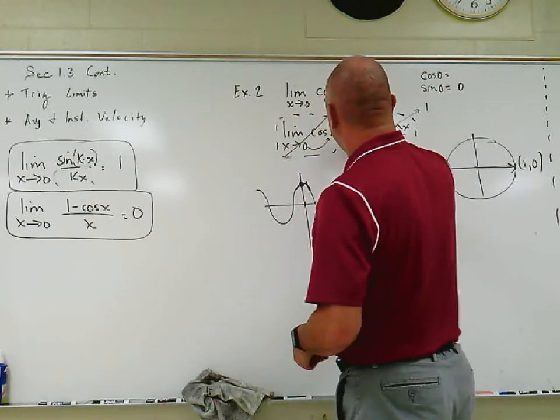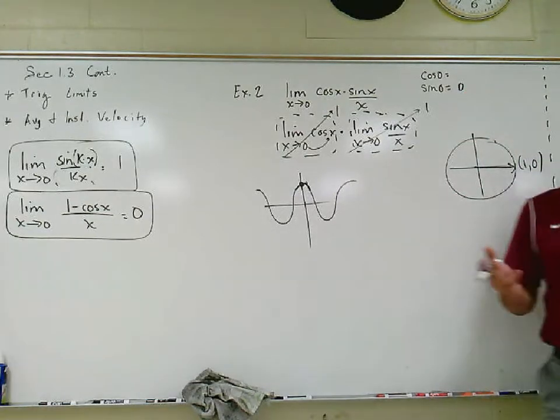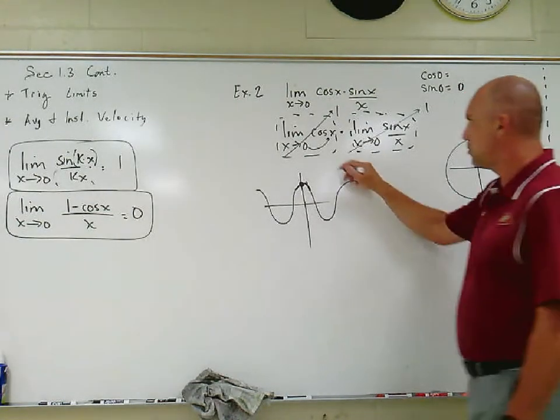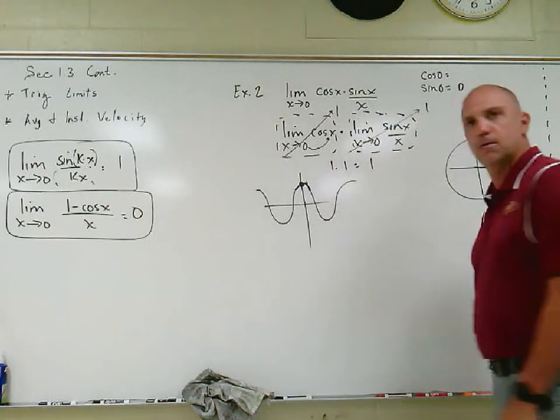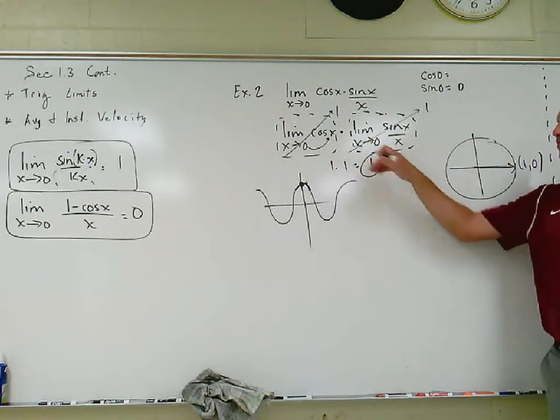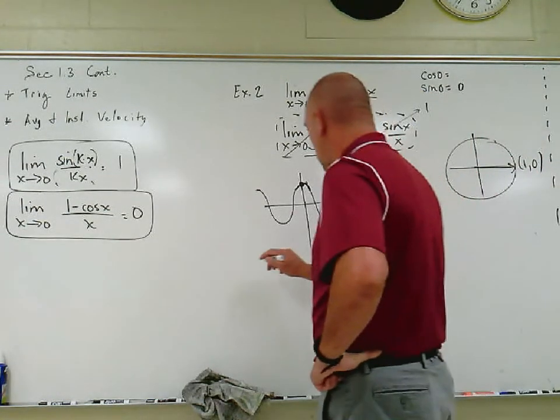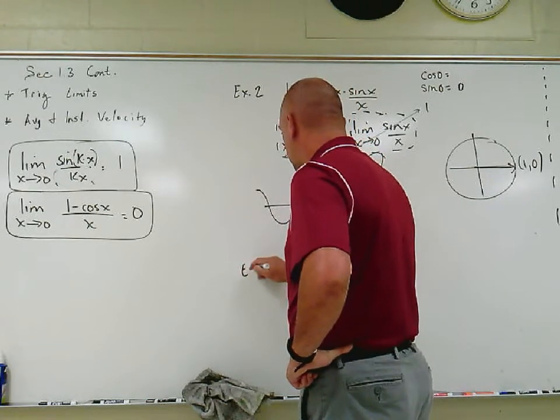These two boxes that I've highlighted are multiplied. So you take each limit, take your answers and multiply them. 1 times 1 is 1. That's your answer. All right, try one more. We'll just call this example 3.